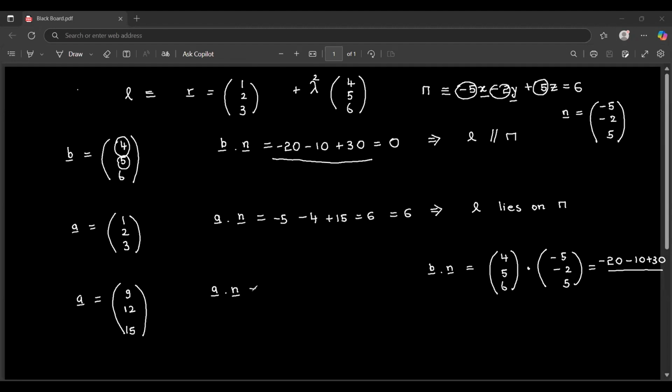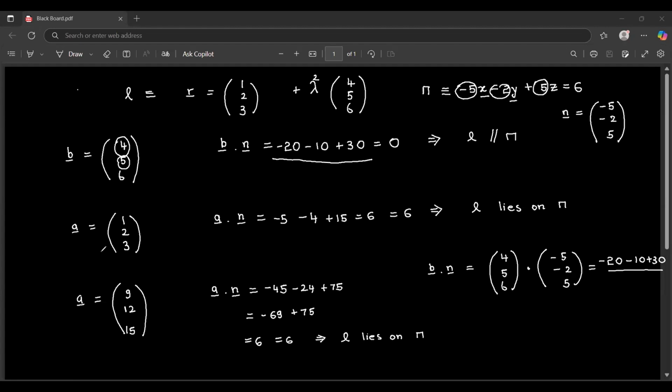A dot n is equal to 9 into minus 5, minus 45, 12 into minus 2, minus 24, 15 into 5, plus 75. So that will be equal to minus 69 plus 75. That will give you 6. So this is equal to 6, which implies L lies on phi.